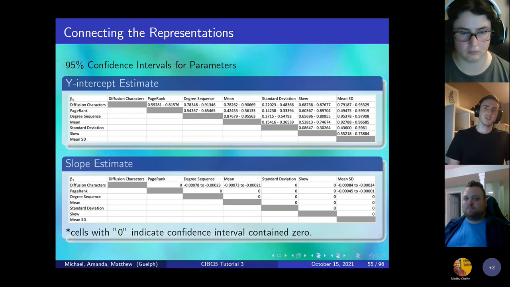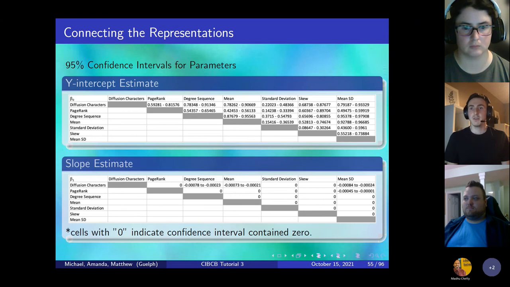What that indicates is that we don't expect the correlation to change as the size of the graph changes, which is good news. However, for our relationship between diffusion characters and mean standard deviation space, along with a couple of other ones, we do see that we have a slightly negative slope. This indicates that it's possible that the relationship decays at large graph sizes.